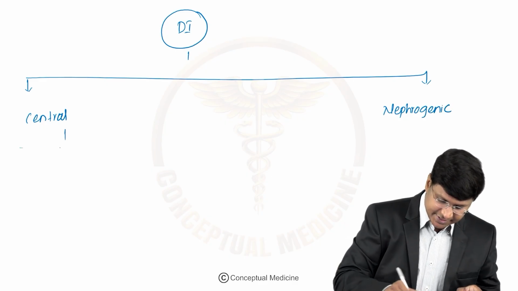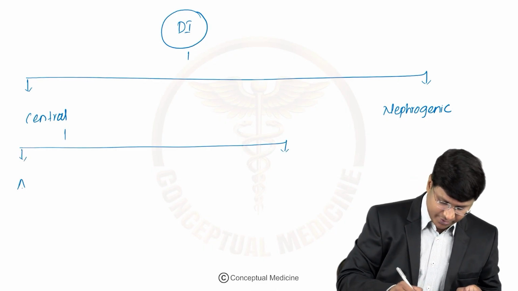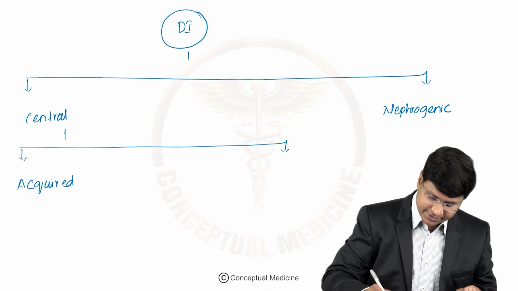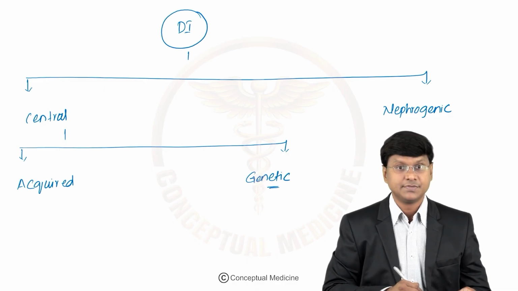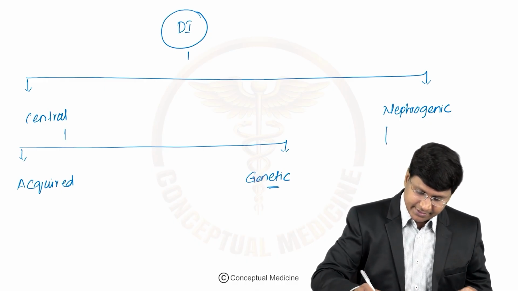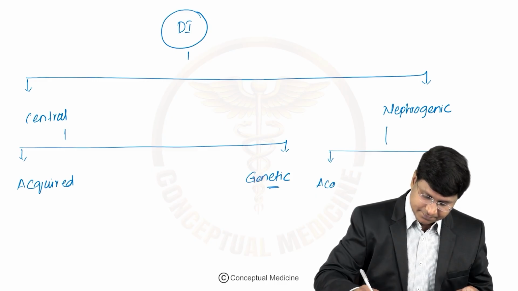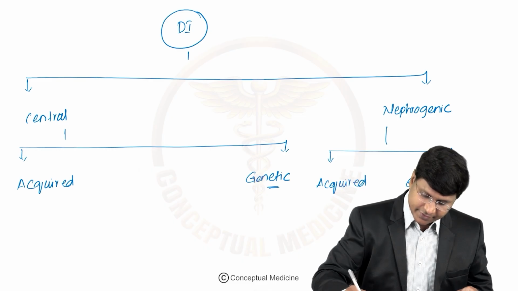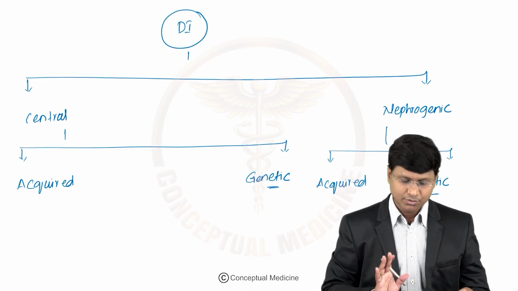And for central diabetes insipidus to develop, there could be acquired causes and there could even be genetic causes as well. In a similar manner, you take nephrogenic diabetes insipidus. For nephrogenic diabetes insipidus to occur also, there are acquired causes and there are genetic causes. Right, acquired causes as well as genetic causes. So both of them you have.